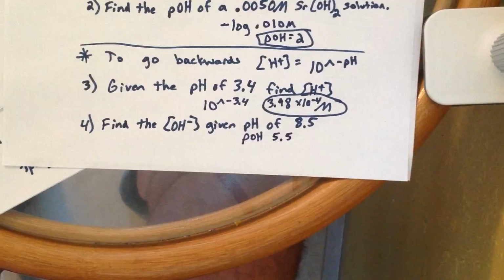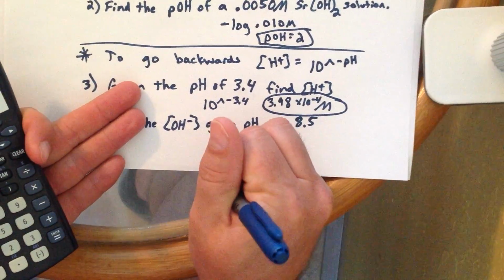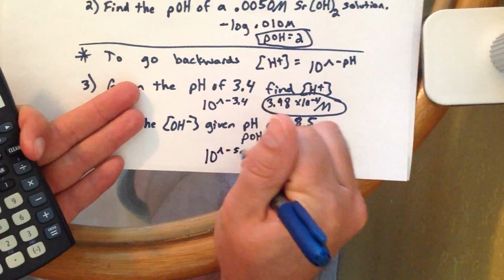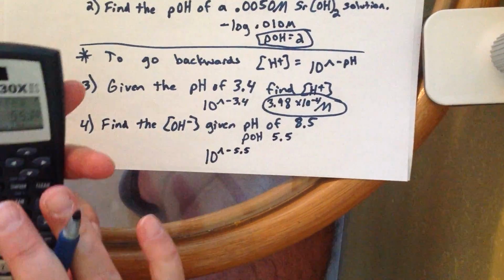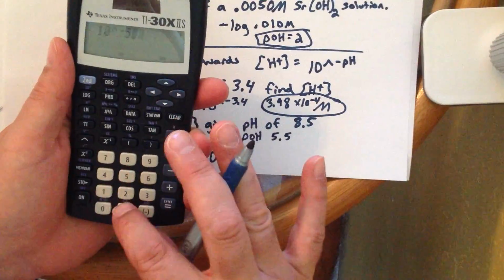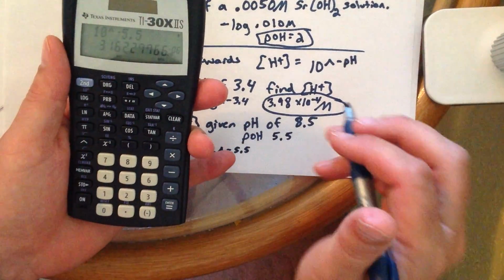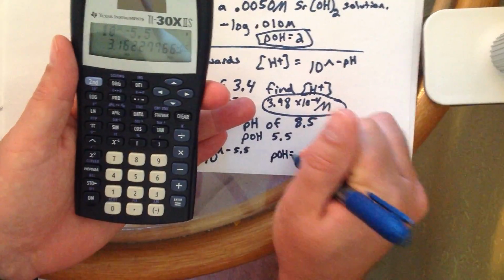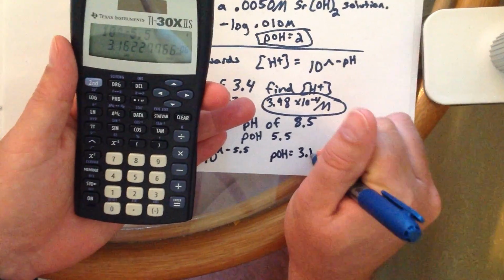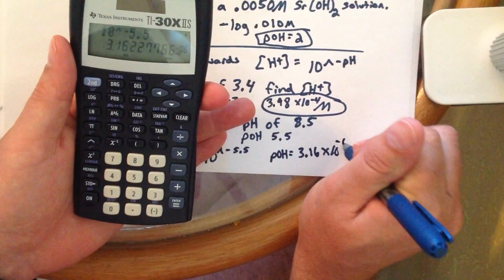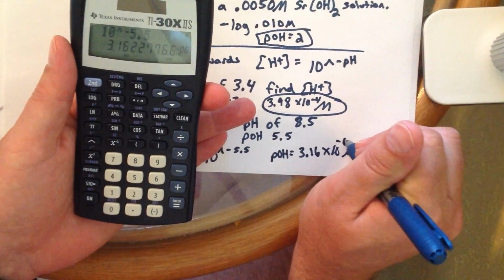Now, knowing that, I can just do what we did on the last problem. 10 caret negative 5.5. So we'll go 10 caret negative 5.5, and we'll get the OH minus concentration of 3.16 times 10 to the negative 6th molar. That is a 6 there.